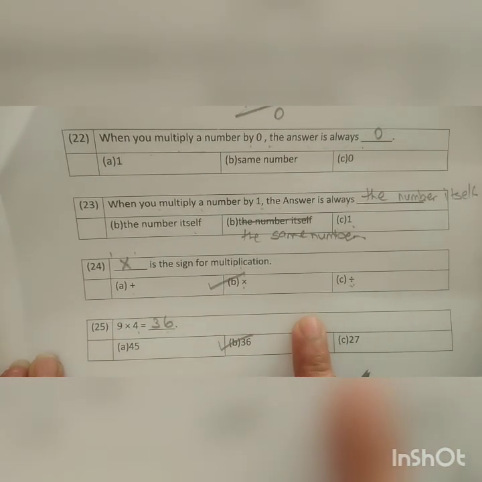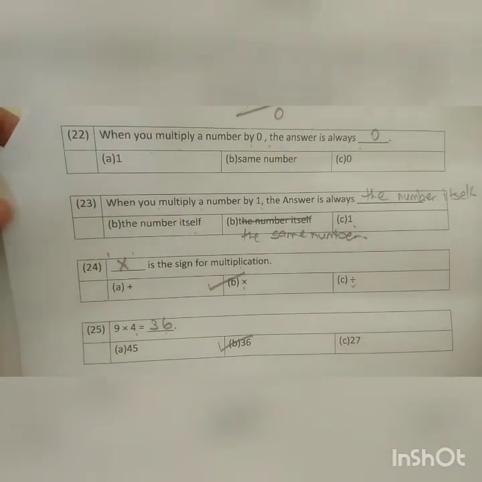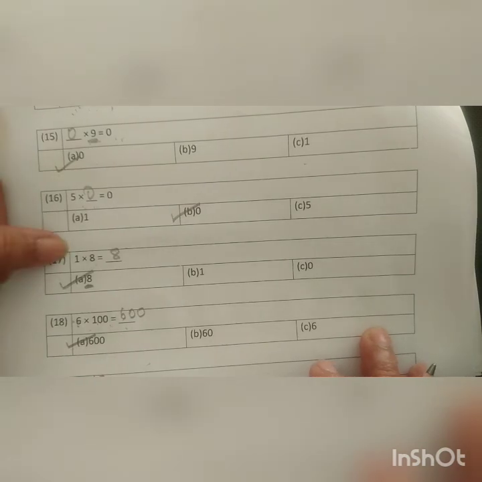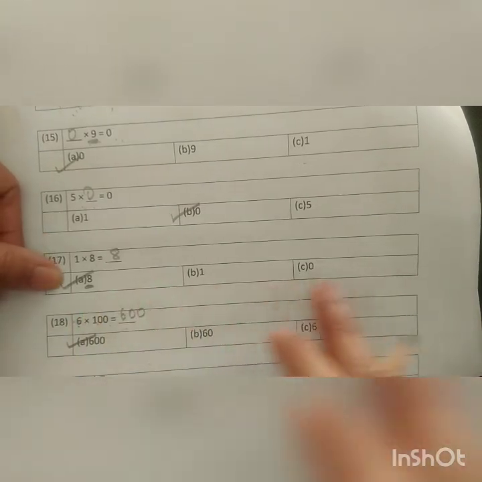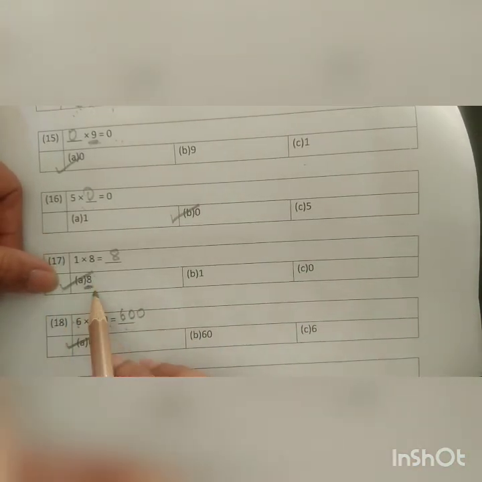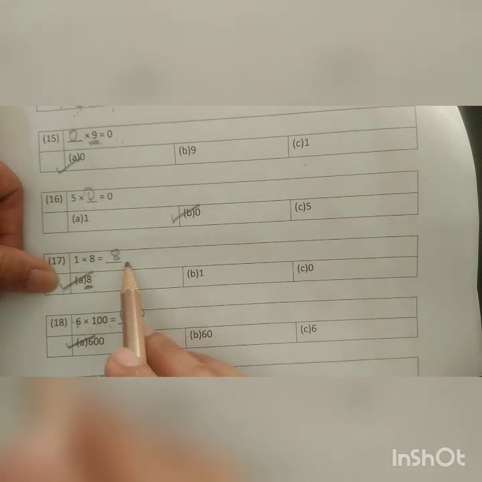So in this way, you have to try solving the MCQs with the given options. You have to choose the correct option, tick on it and write the answer on the blank.